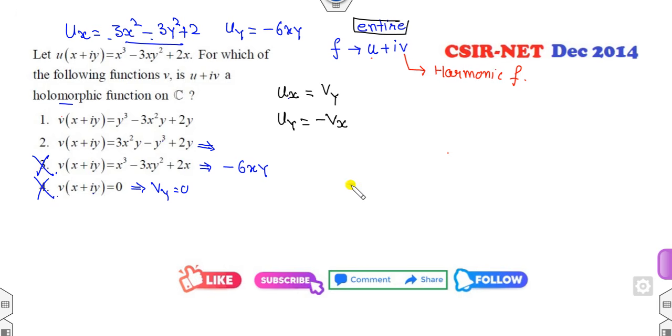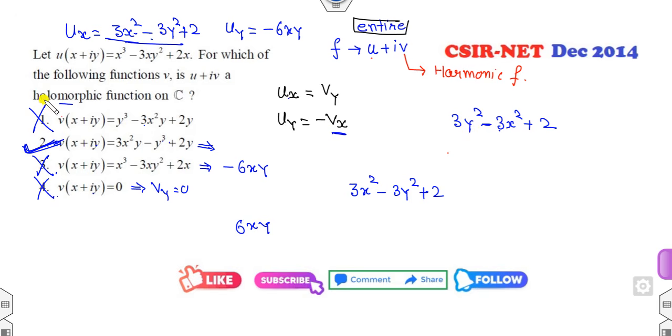If you differentiate this with respect to y, it's a 3x square minus 3y square plus 2 satisfied. What is the v of x? 6xy and minus 6xy satisfied. Yes, this is the right answer. Look at the first option. What is the v of y? 3y square minus 3x square plus 2, but we need a plus, you can see it's a minus 3x square, but we need a plus 3x square. First option is cancelled. Right option is B is my correct answer of this problem.